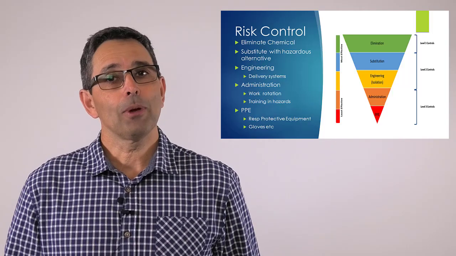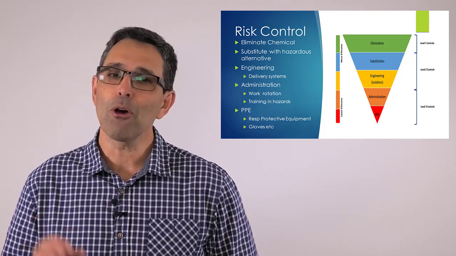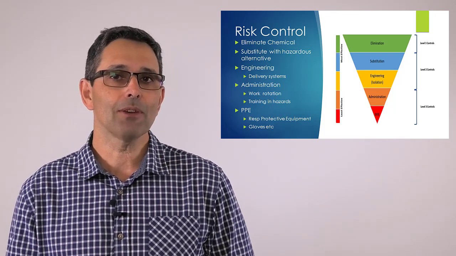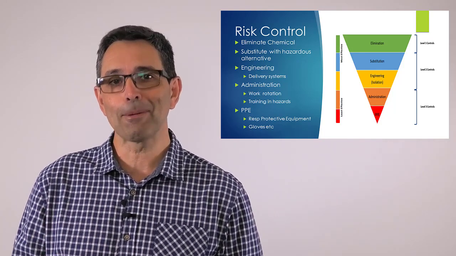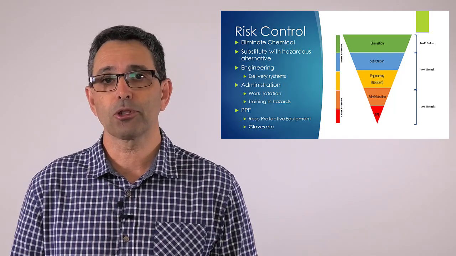Okay, so we need to think about risk control now, and of course when we're controlling risk, the most important thing is that we use the hierarchy of control. So the hierarchy of control tells us that we should try and eliminate that chemical, or the hazard from that chemical, as our first option. Now, most of the time we can't eliminate the use of the chemical. Occasionally, yes, but mostly no.